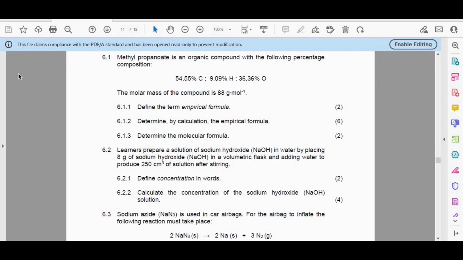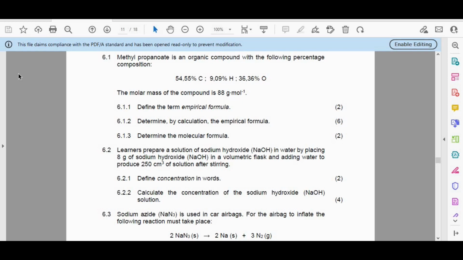Methylpropanoid, which is an organic compound. Some of you have already touched organic chemistry in grade 11, but it is a grade 12 topic where it's taught in its entirety. But methylpropanoid is an organic compound with the following percentage compositions: 54.55% carbon, 9.09% hydrogen, and 36.36% oxygen. The molar mass of the compound is 88 grams per mole.